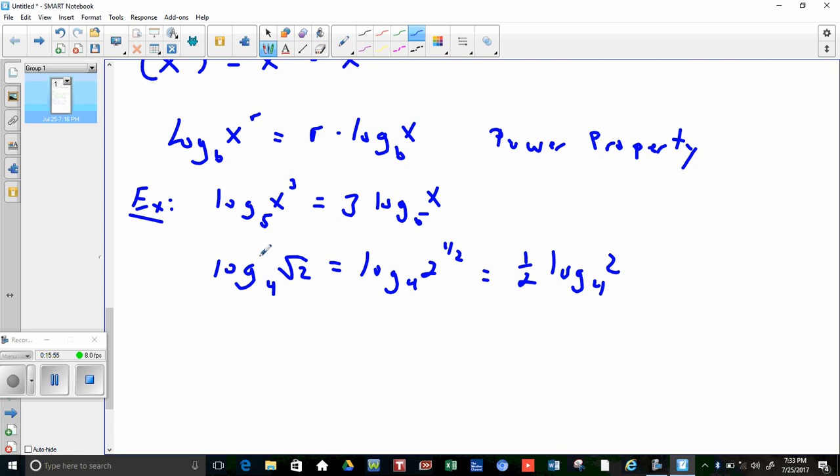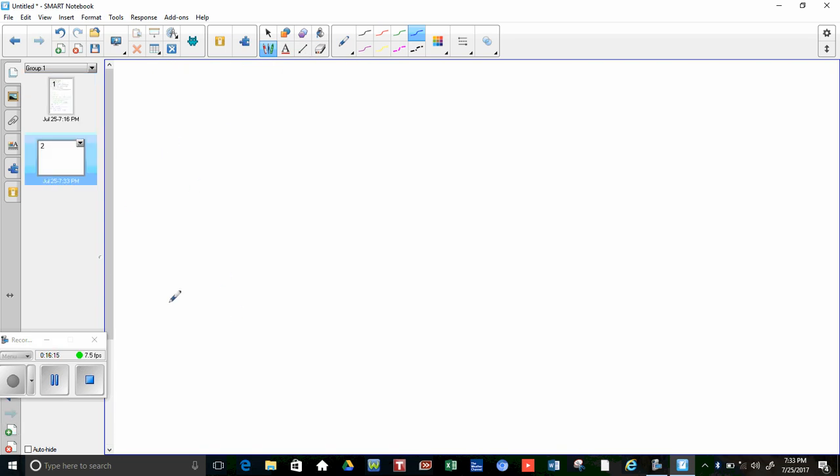So what we're going to do is we're going to try and put all these properties together to either expand or condense logs. And that's going to take us through the bulk of the rest of this section. All right, so let's create a new page. Feel free to do so as you would like. I'm going to extend this just a little bit, so I already have the extension. All right, we're going to put all these properties of logs together now.